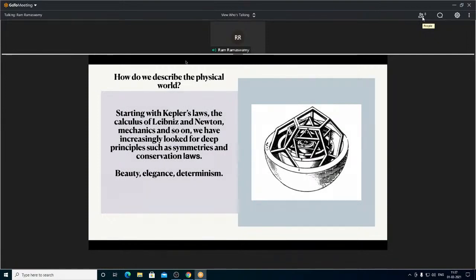Then eventually it led to the calculus of Leibniz. Newton discovered the gravitational law and classical mechanics and so on. So increasingly we have looked for very deep principles such as symmetries, conservation, always guided by beauty, elegance, and determinism.